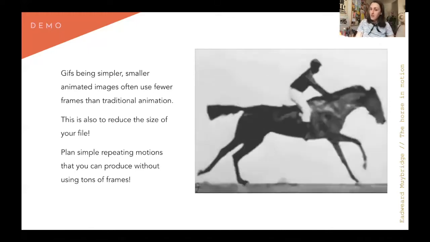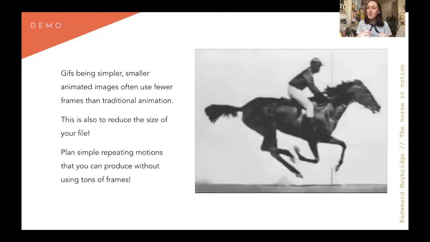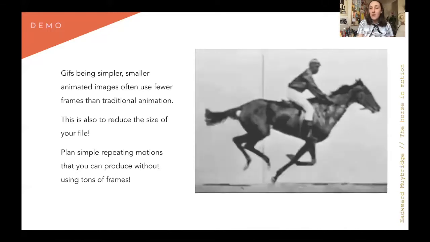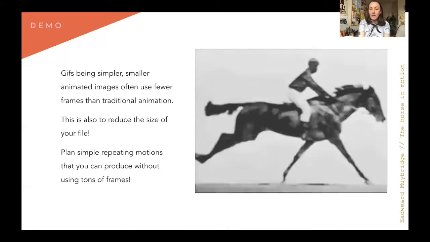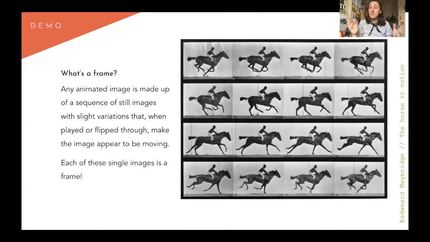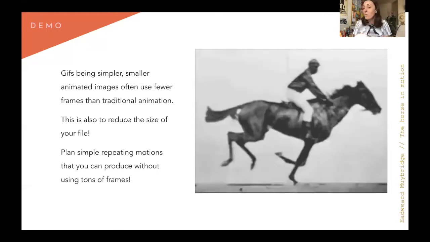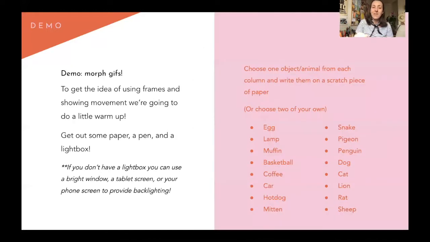So when you're thinking about making a GIF, or just a quick animation for yourself, think about simple repeating motions that you can produce without using lots of frames. This is a very smooth animation that we're looking at right now, and honestly, it's only about 16 frames, not very many changes in those images. You can make a GIF with even fewer. You can make a GIF with only 3 frames and have them repeat. There are lots of different ways to make a GIF. So we're going to make our own GIF starting now.